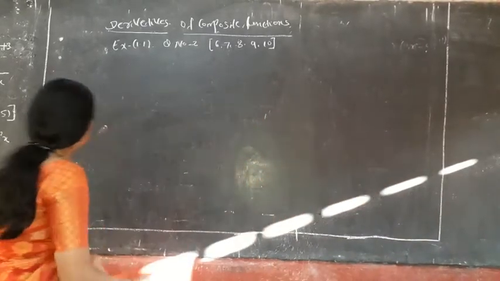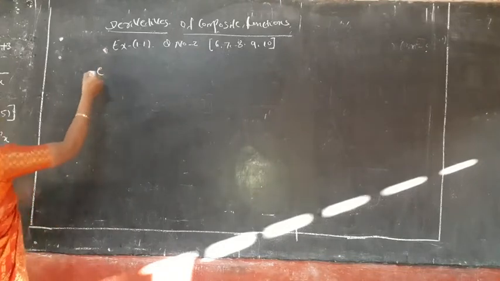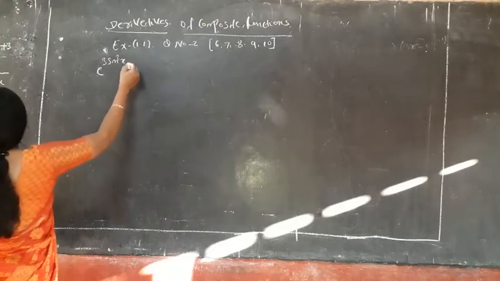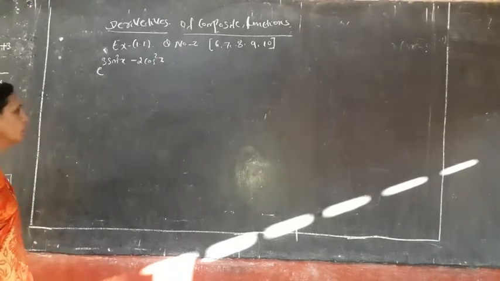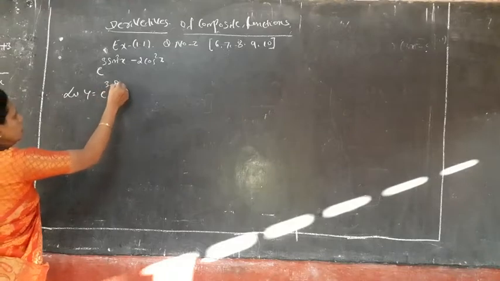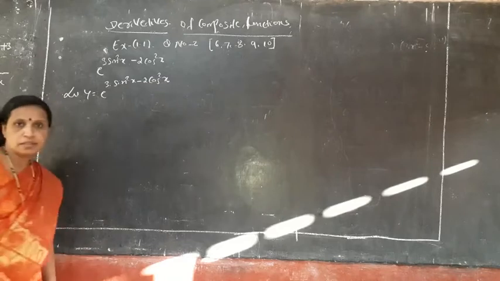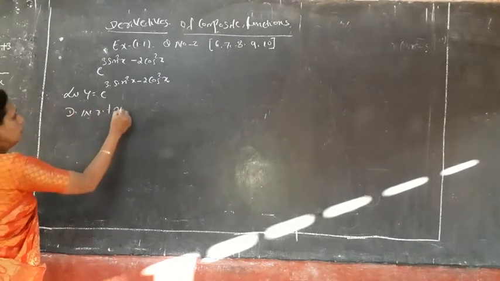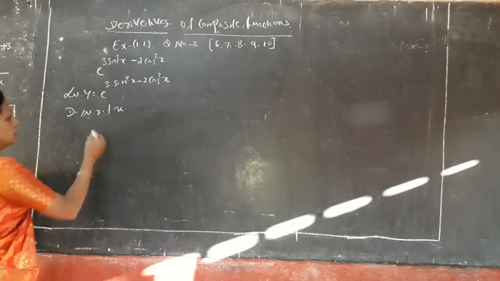Okay. The next example is e raised to 3 sin square x minus 2 cos square x. First define the function. Let y equal to e raised to 3 sin square x minus 2 cos square x, differentiating with respect to x. Here this is e raised to f of x function.